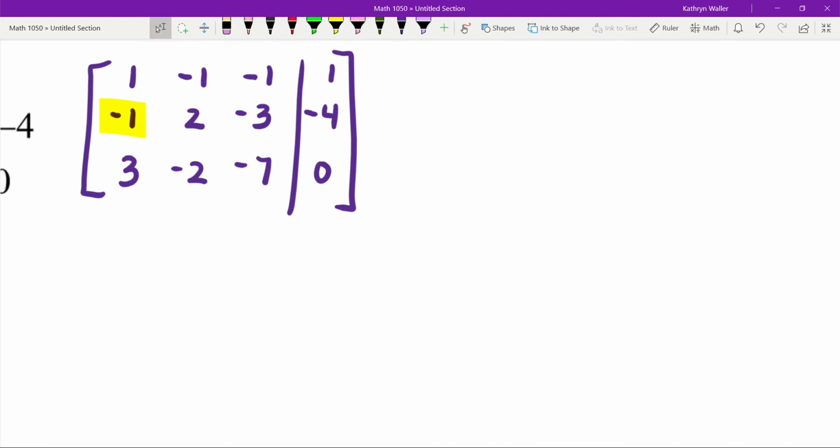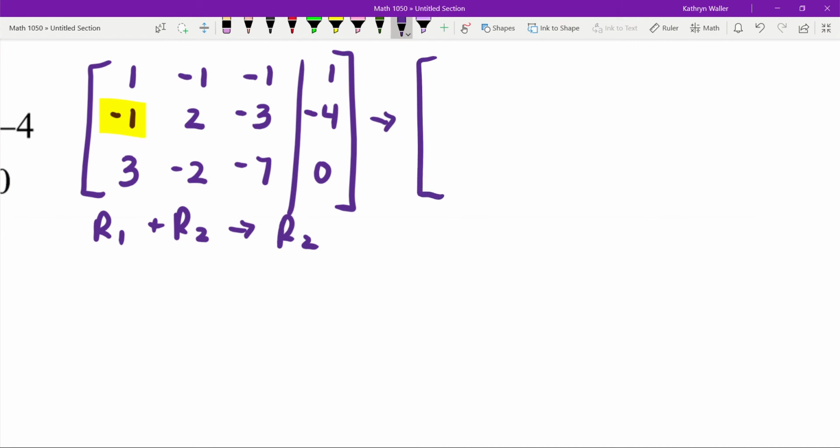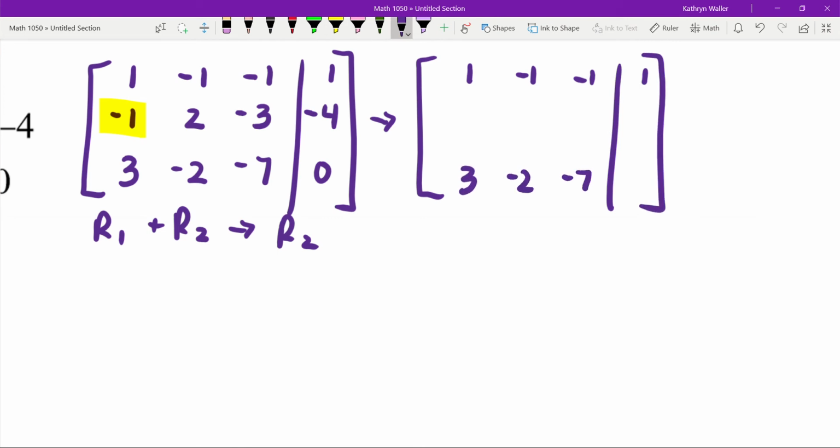Well, that's going to be easy to get a 0 there because I'm just going to take row 1, add it to row 2, and that becomes my new row 2. I always start with what is not changing. If you write in a sloppy manner, you're going to get messed up. I'm just telling you. Add row 1 and row 2 together, and I get 0, 1, -4, -4.